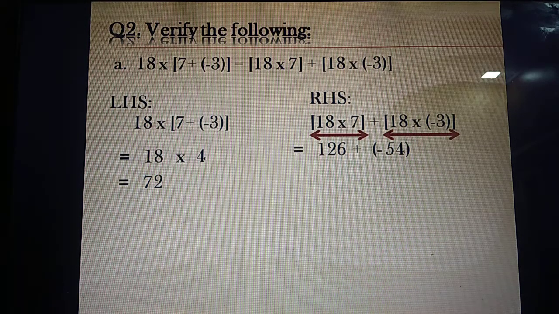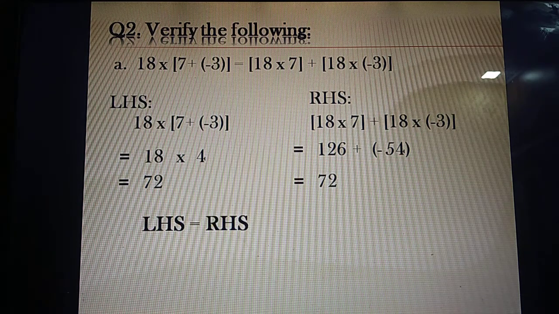Now outside the bracket there is a plus sign. It means you are supposed to add them. But because of different signs, we are supposed to subtract the numerical values, and the final sign of the answer will be the sign of the greater value. So yes, after solving these two integers, you will get 72. Yes, you can see here left hand side is equal to right hand side. Hence verified.